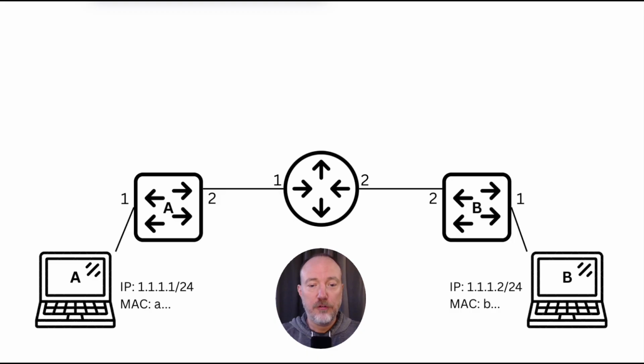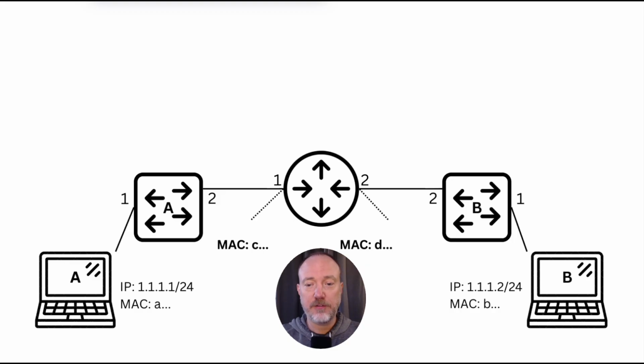So from left to right, we're going to just look at the physical topology. So PCA is connected to switch A on port 1, and then port 2 of switch A connects to port 1 of the router. Port 2 on the router will connect to port 2 of switch B, and then port 1 on switch B connects to PCB. So that's our layer 1 topology. Those are the physical connections.